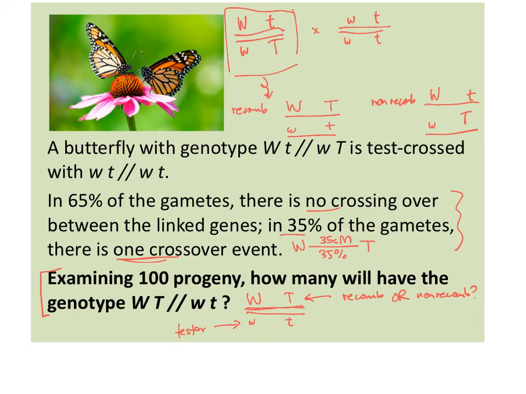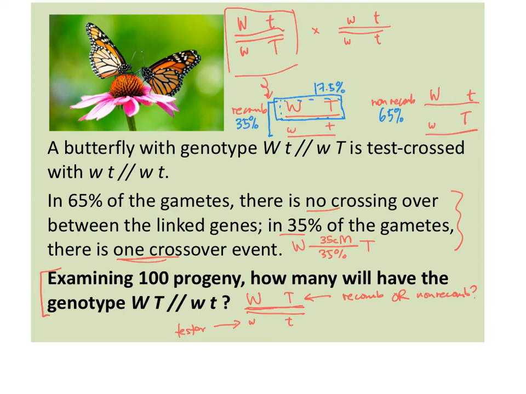Now, the reason that I bothered to draw out all of those gametes is because we need to think about how frequently this gamete will occur. We know now that 65% of the offspring will not have crossing over, will be non-recombinant. 35% of the offspring will be recombinant. But that 35 represents the total of all recombinant offspring. Instead, we just want half of that to represent this big W, big T gamete. Half of 35 is 17.5%.